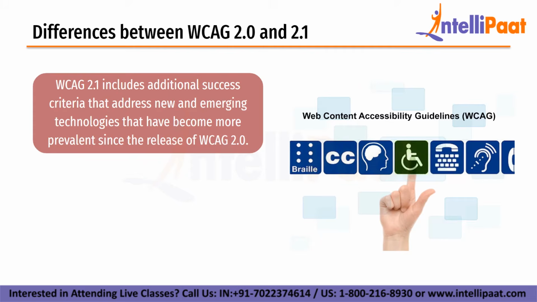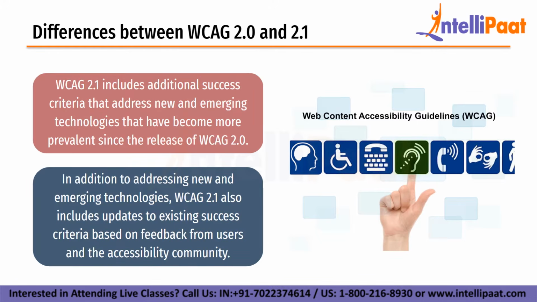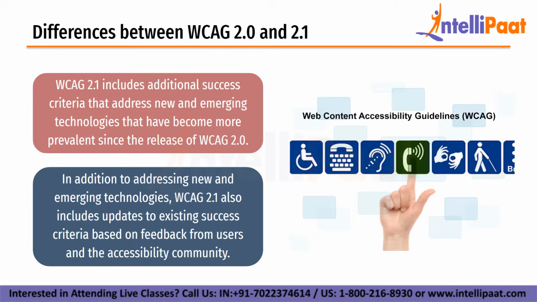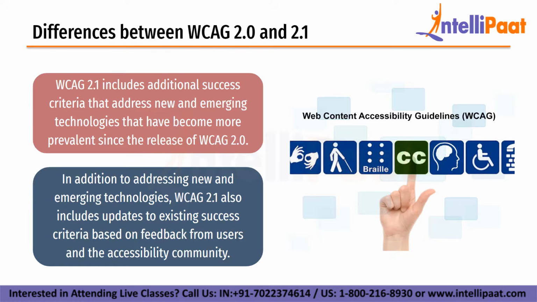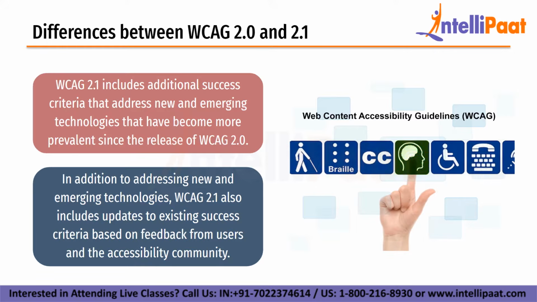For example, WCAG 2.1 includes new success criteria that specifically address mobile accessibility, touchscreen functionality, and low vision accessibility, which were not explicitly covered in WCAG 2.0. In addition to addressing new and emerging technologies, WCAG 2.1 also includes updates to existing success criteria based on feedback from users and the accessibility community.